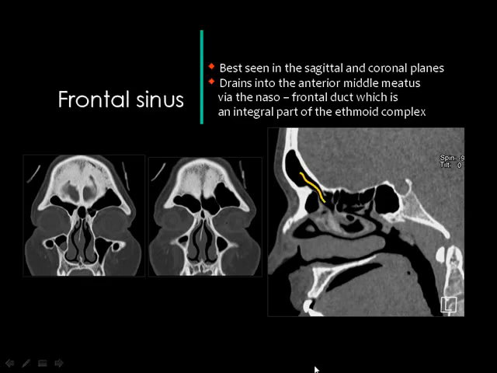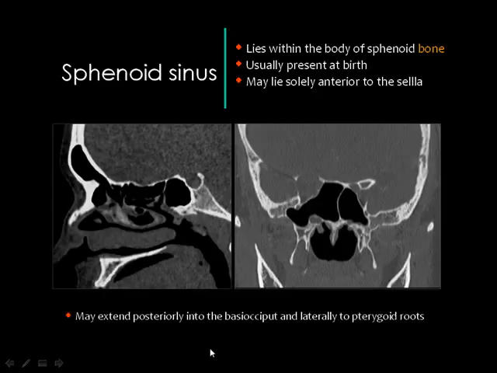Then a few words about the frontal sinus, which is best seen in the coronal as well as in the sagittal images. And this yellow line represents the route of drainage of this sinus through the anterior ethmoidal air cells into the nasal cavity.